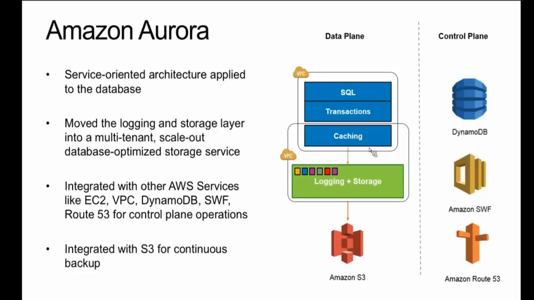So the instance goes down, the database cache is gone, but the storage layer keeps its own separate cache. So when you're starting back up again, it's much faster to get the cache rewarmed. And we're using Amazon S3 as our backing store for backups. As you may be aware, Amazon S3 is designed for 11 nines of durability, so it's a very safe place to put your data. And for our control plane, we're using the scalable NoSQL database service called DynamoDB.